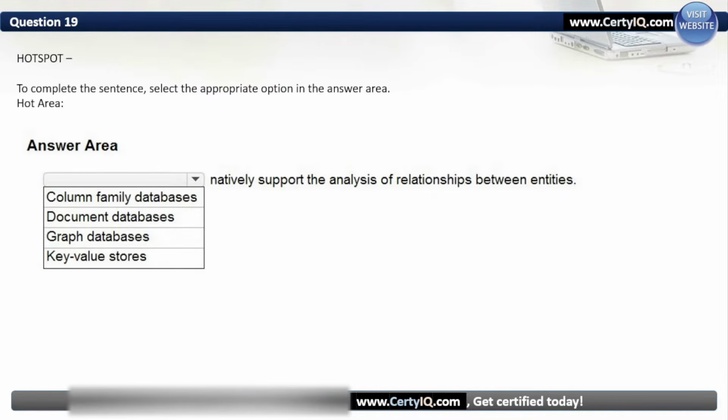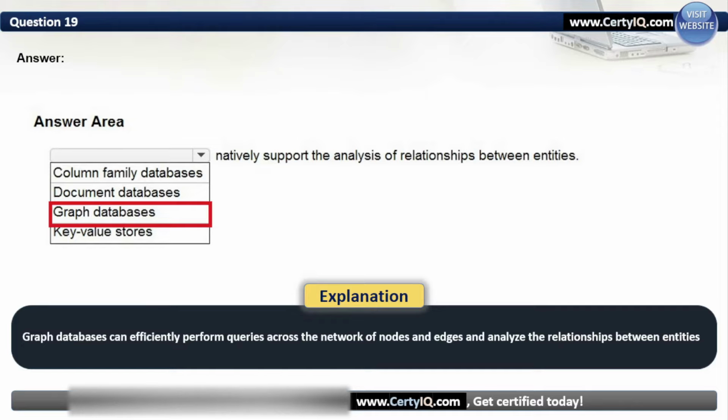Question 19, hotspot. To complete the sentence, select the appropriate option in the answer area. Dash natively support the analysis of relationships between entities. The correct option is graph databases. Graph databases can efficiently perform queries across the network of nodes and edges and analyze the relationships between entities.